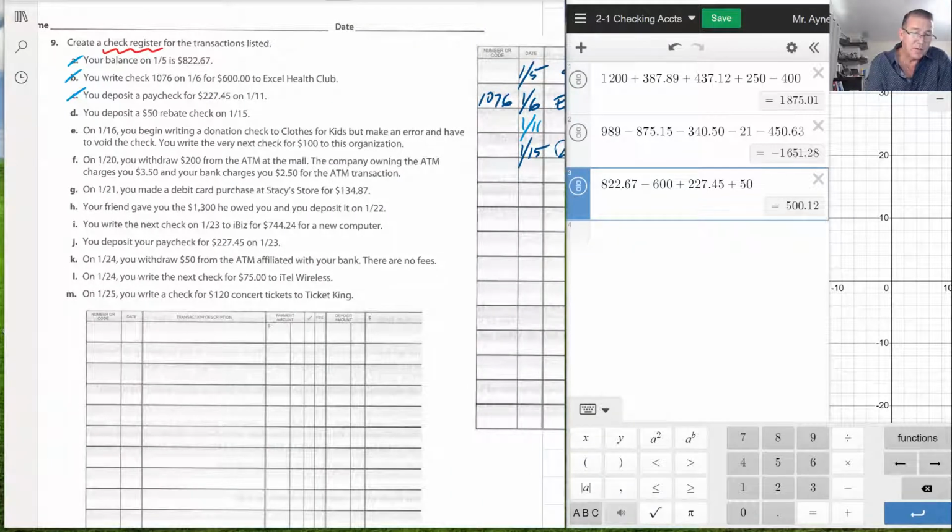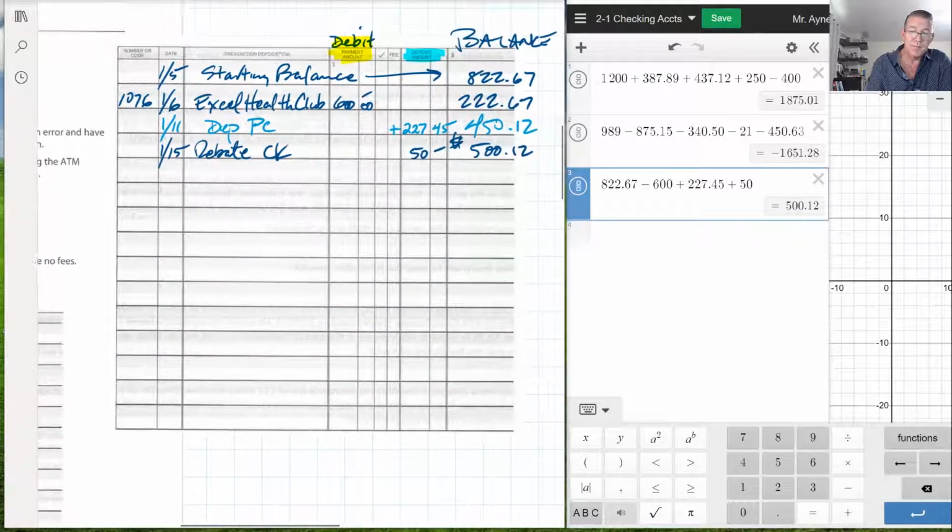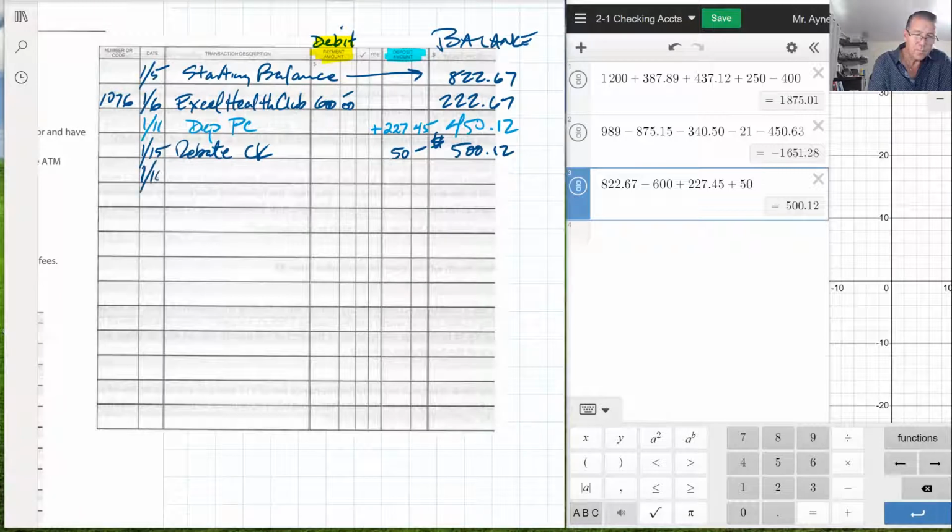So we're done with this one. On 1/16, you begin writing a donation check to the Clothes for Kids, but make an error and have to void the check. The very next check for $100 is to this organization. So on 1/16, what's going to happen is you're going to write a check to Clothes for Kids, but you make a mistake on it.